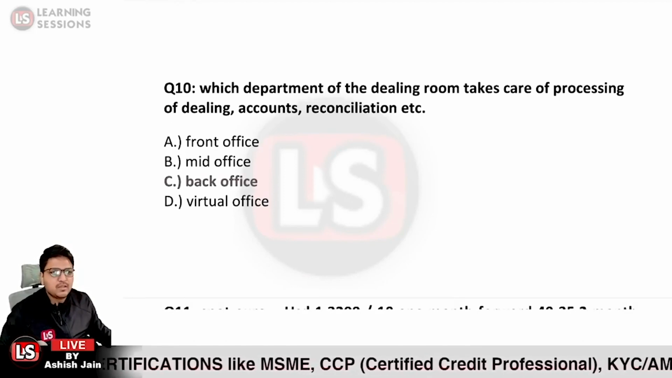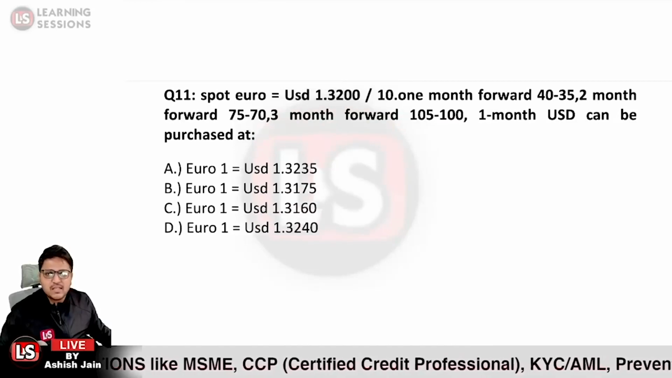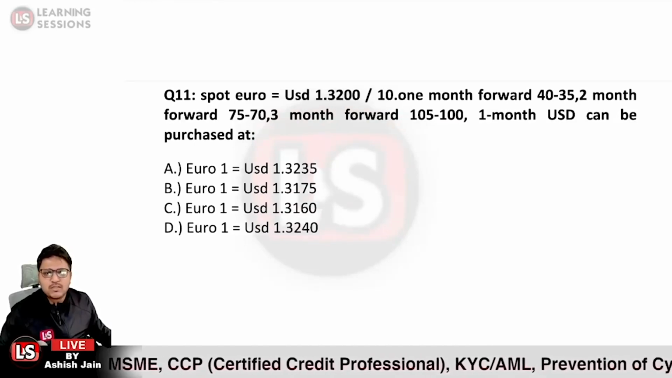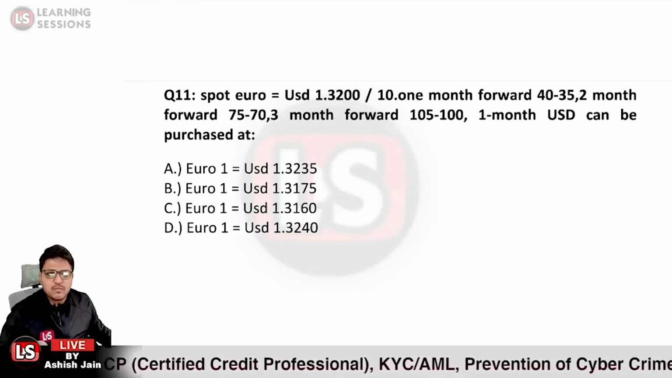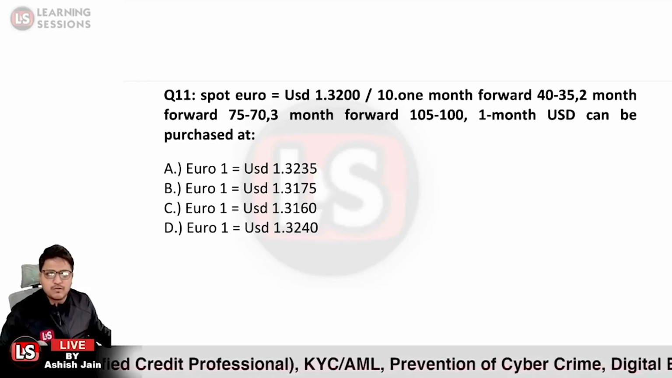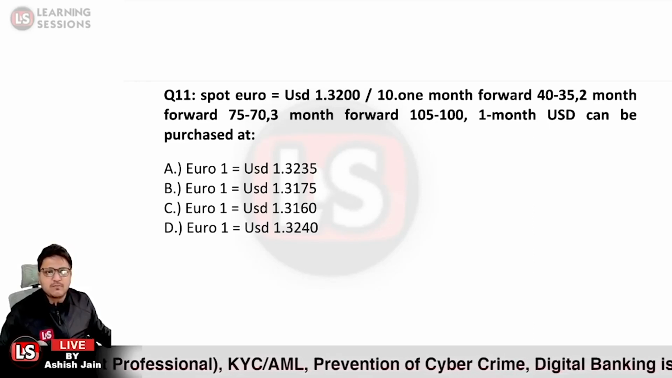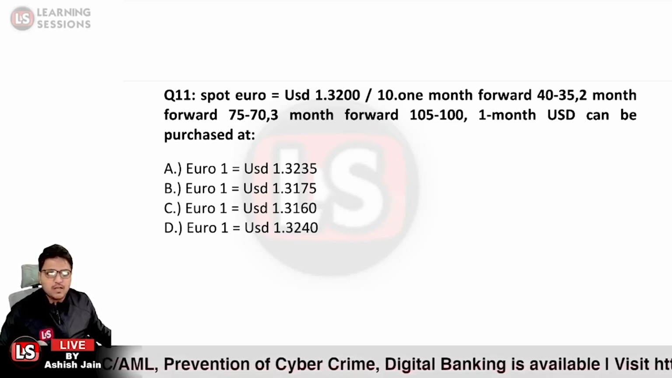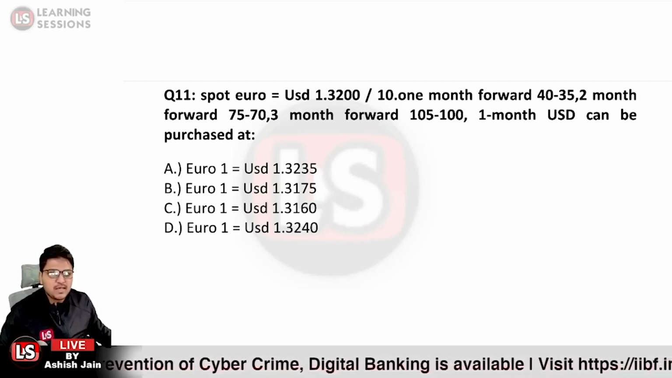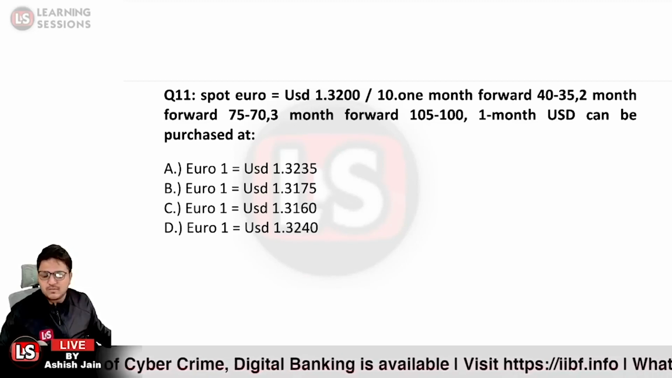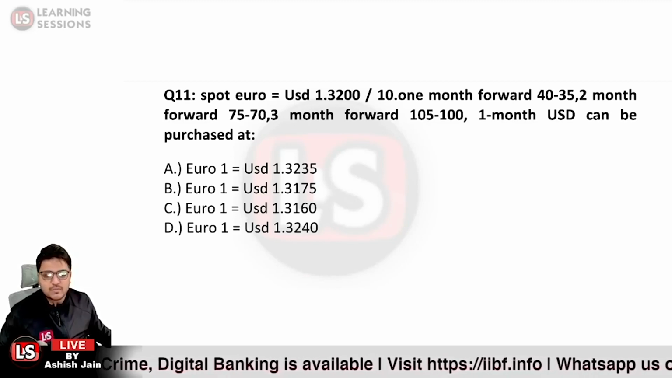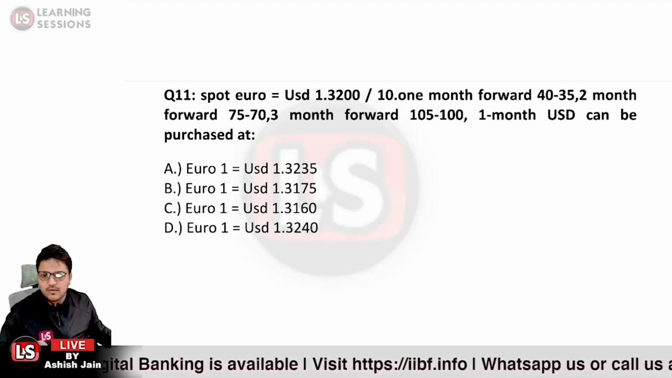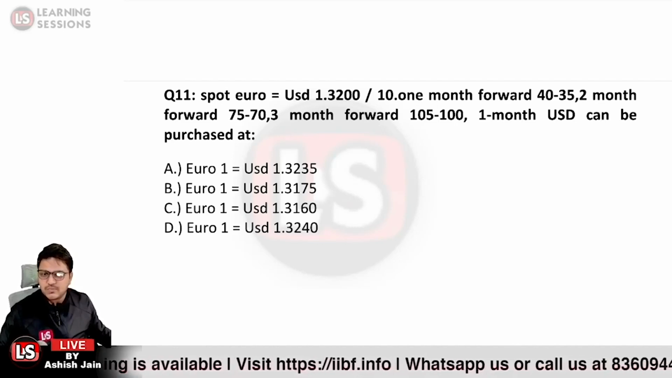Let's move further. Question number 11 says the spot rate is given to be USD 1.3200/10. The 1 month forward, 2 month forward, and 3 month forward rates are given. At what price can USD be purchased 1 month forward? Which of the following will be the right answer?